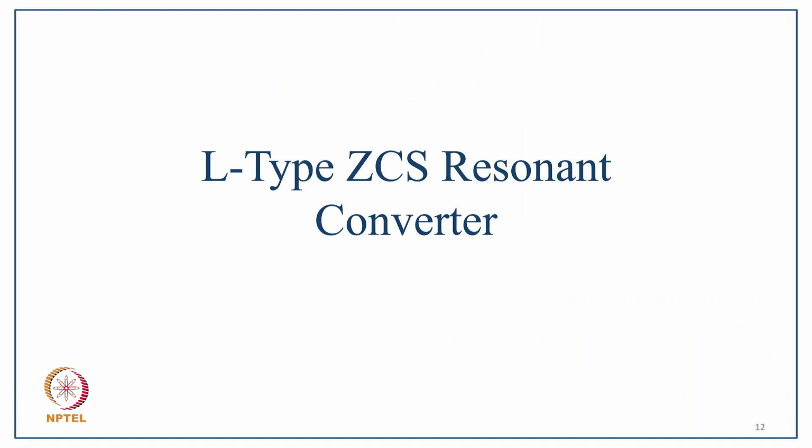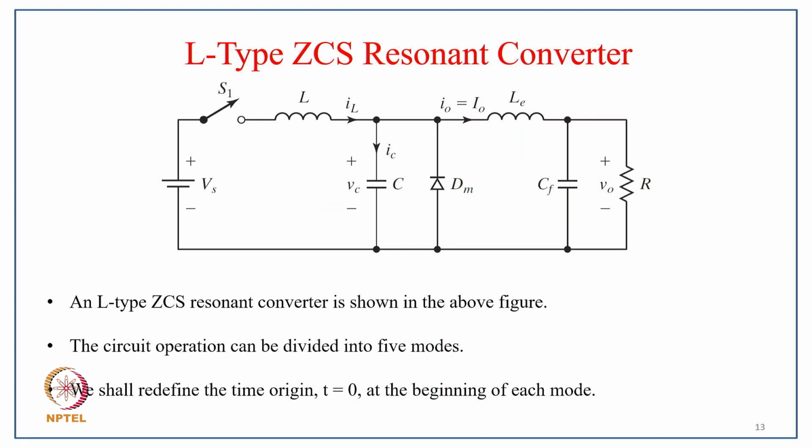So coming to L type zero current switching resonant converters, where capacitance is connected after the inductor. You can see the circuit after the switch, a series inductor is there, then the capacitor, and then of course in this buck converter we have a freewheeling diode followed by the LC filter. So an L-type series resonant converter is shown in the above figure, and the circuit operation can be divided into 5 modes.